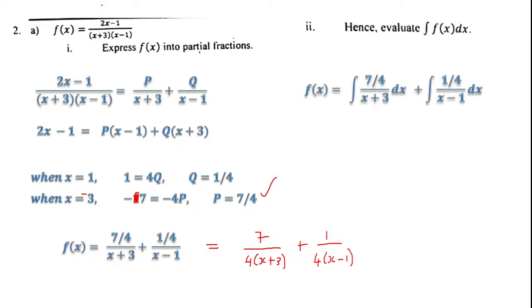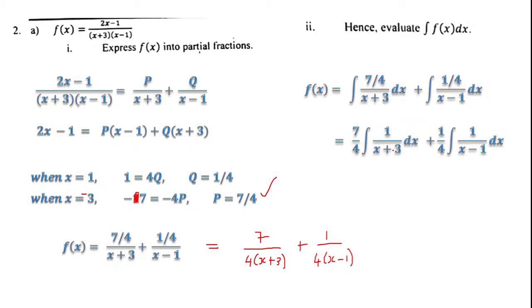Now the next one wants us to find the integral of f of x dx. To find this integral, we already have this function expressed in partial fractions. So it will be the integral of 7 on 4 dx on x plus 3 plus the integral of 1/4 on x minus 1 dx. We can bring out this 7 on 4 and 1/4 like this. We'll have 7 on 4 into the integral of that, and the same thing with the second term.